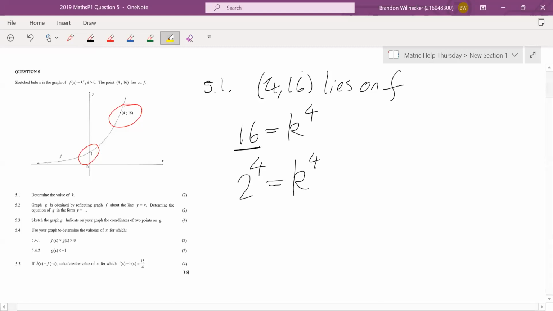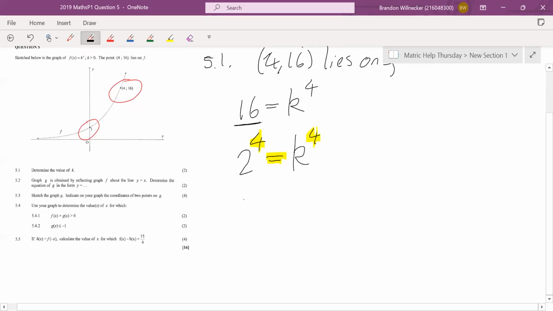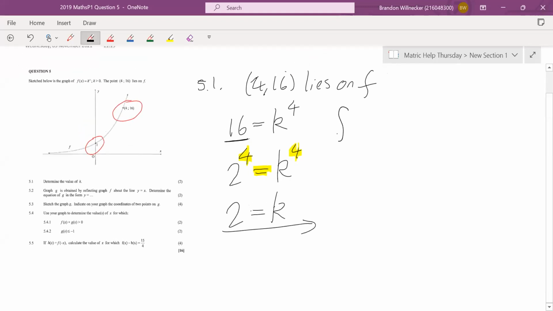Oh, look at that. Now, we know that these two numbers are equal, and we know that these exponents are equal. So we can drop the exponents. So 2 is equal to k. Okay, we have our value. So that means f of x is equal to 2 to the x, because we know what k is.